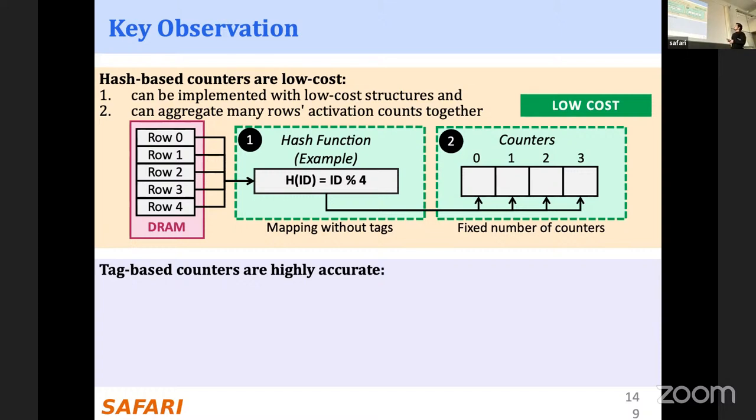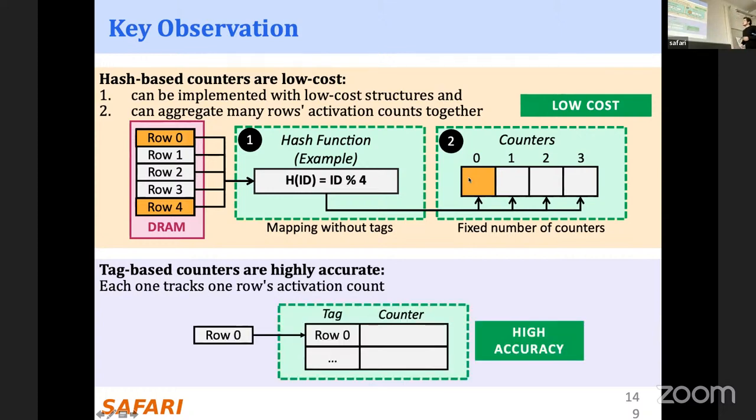So this comes at a low cost, but you have a problem here. You have this aliasing problem where two different rows will map to the same counter. If you activate row zero, the counter zero here will increase. If you activate row 4, the counter zero here will also increase again. So the overhead is potentially performance.